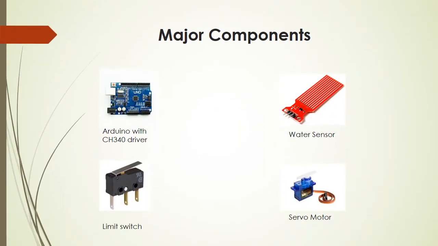These are the major components for this project. First, the most important one is the Arduino with CH340 driver. The next one is the water sensor, which acts as a rain sensor. The next one is the limit switch, which has been placed at the gear transmission, and the last one is the servo motor, which acts as an output.